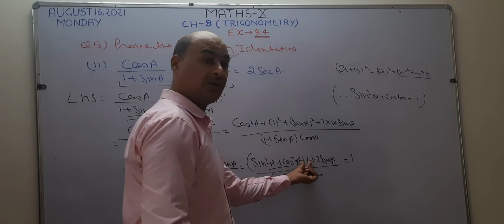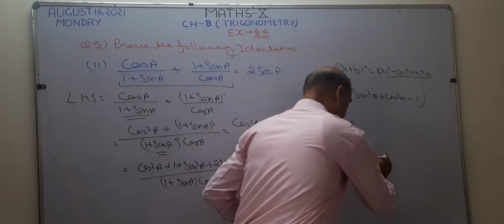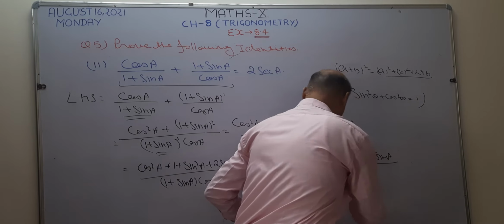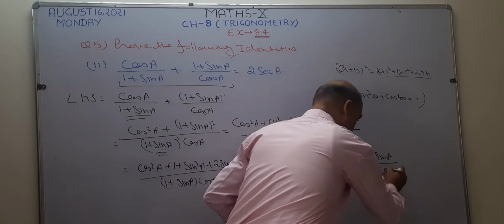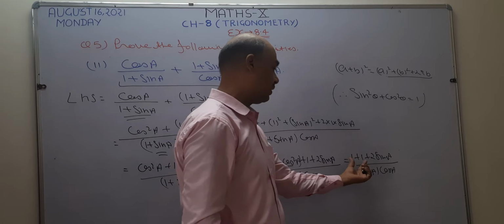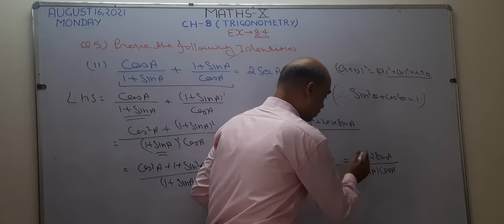After that what is there? Plus 1. Right, plus 1. After that 2 sin A. Right, 2 sin A. And its denominator part again is going to remain same. I am not going to change this. Okay. Now you know that 1 plus 1 is 2. So instead of 1 plus 1, I want to write 2.